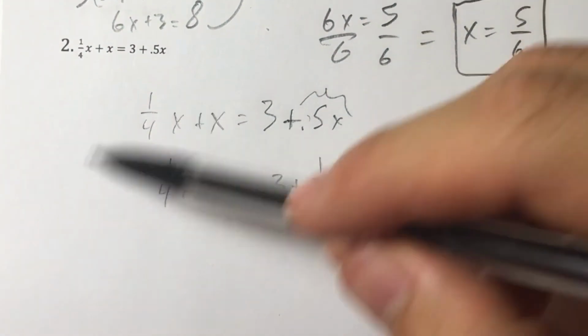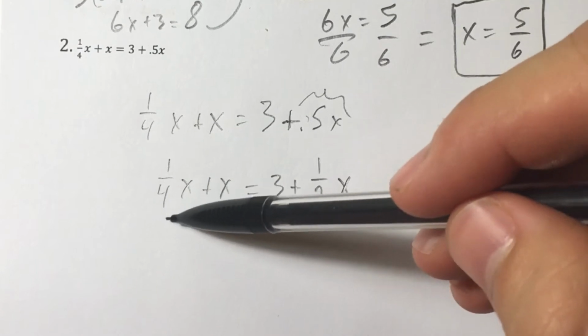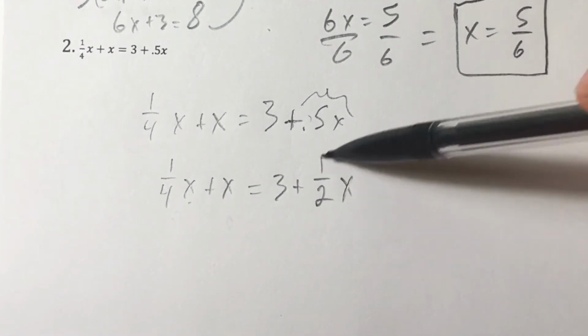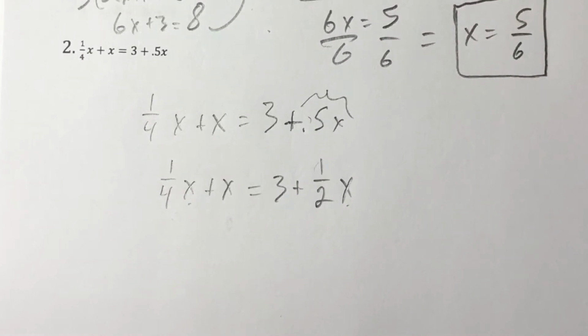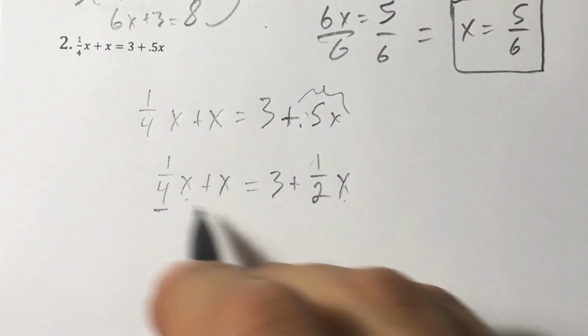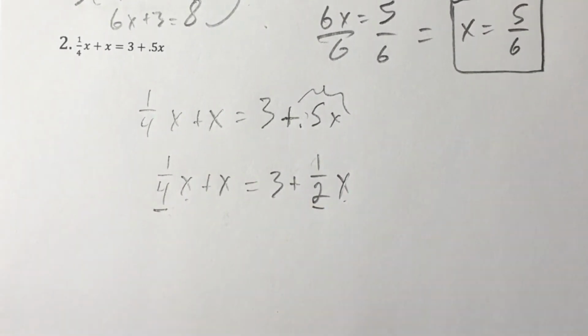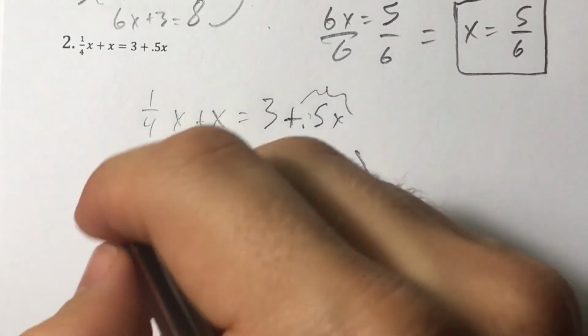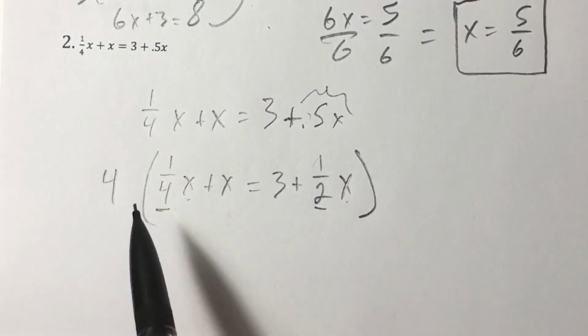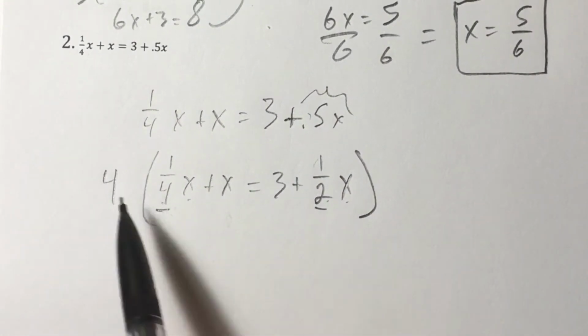Great, now we have two fractions. We have 1/4 as the coefficient in front of this x, and we have 1/2 as the coefficient in front of this x. So our denominators 4 and 2, we want to multiply by our least common multiple, which is going to be 4. Least common multiple of 4 and 2 is 4.